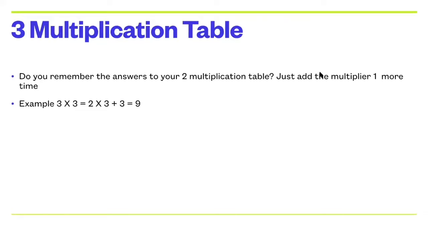The 3 multiplication table. Do you remember the answers to your 2 multiplication table? Just add the multiplier 1 more time. Example, 3 times 3 is the same as 2 times 3 plus 3, which is 9.